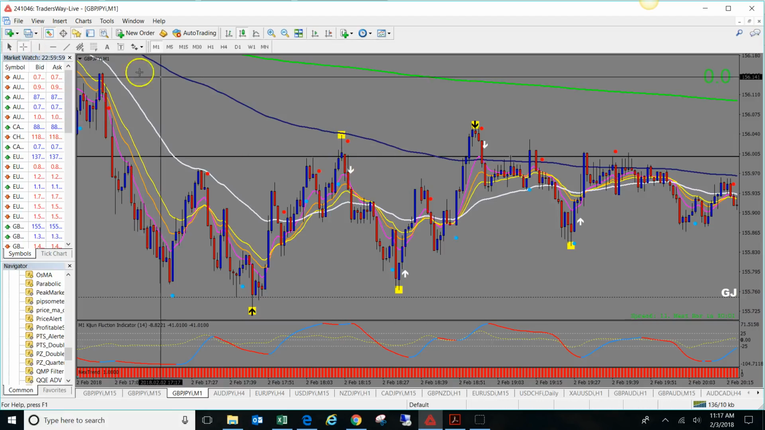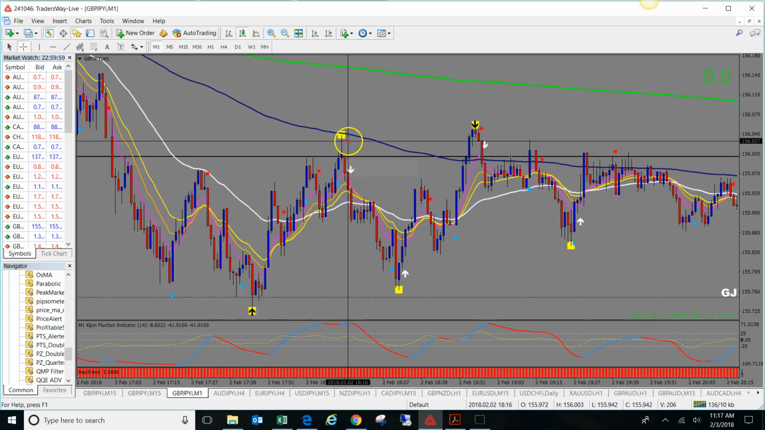How many pips would that be, if you would have entered on this red dot? About 25 pips you could have caught on the 1 minute chart. Not bad, not bad, not bad. Okay, and so this one here, it appeared before the reversal.